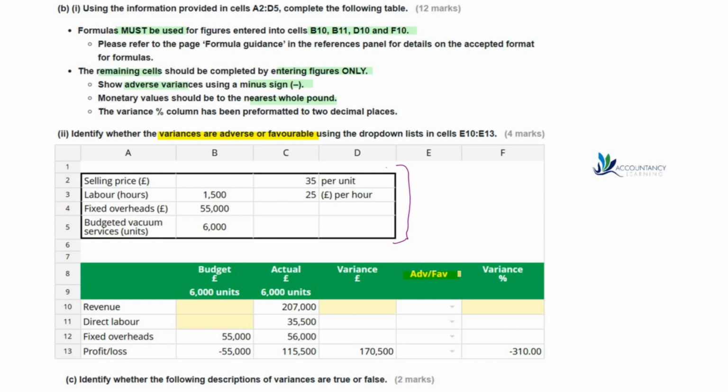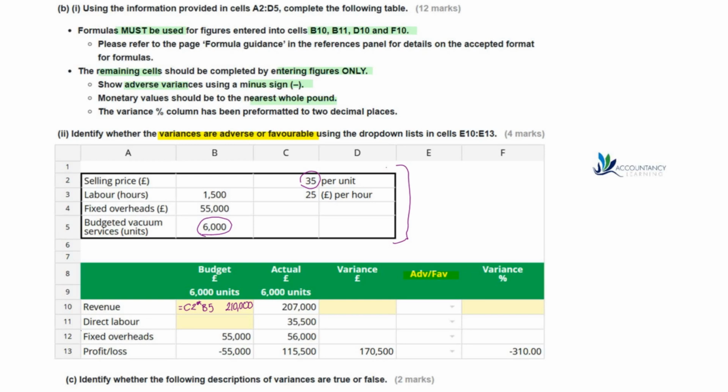So revenue, this is one of our yellow cells, so we need to use a formula for revenue. Obviously in your exam you'll be typing. So you're going to want to do revenue equals our selling price, that's C2, multiplied by our units, 6,000, that's B5. You'll type in that formula and then it will change to a number.